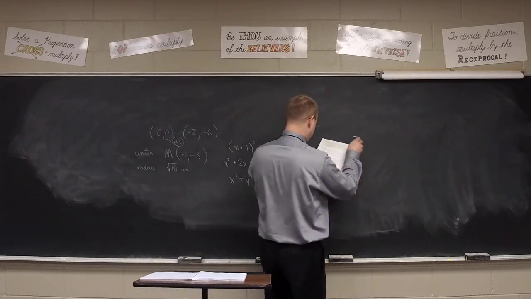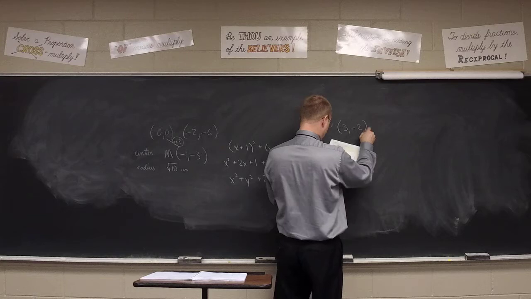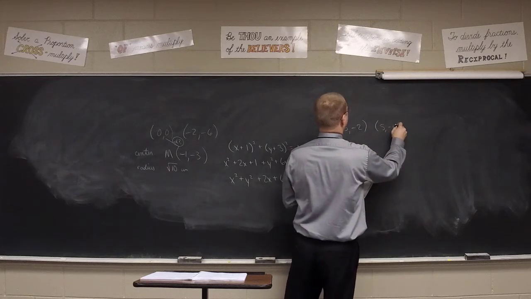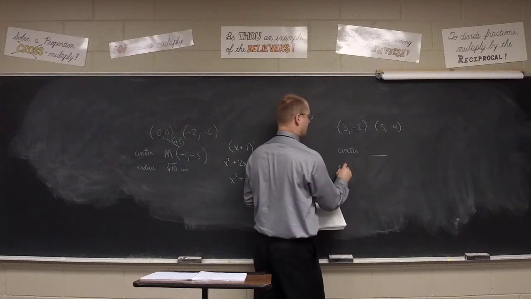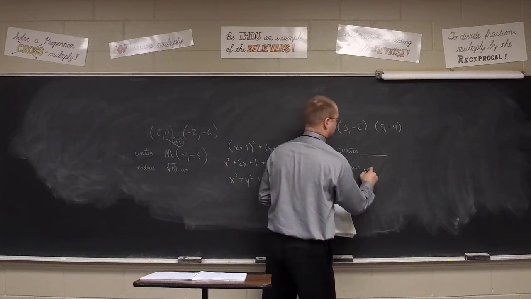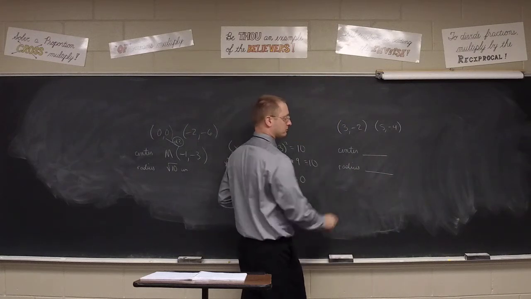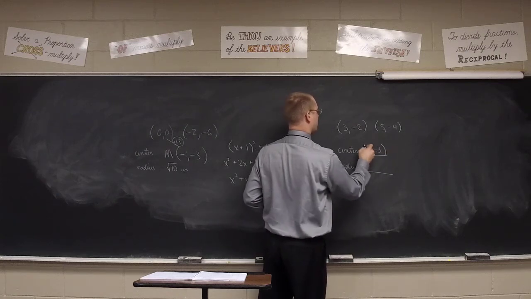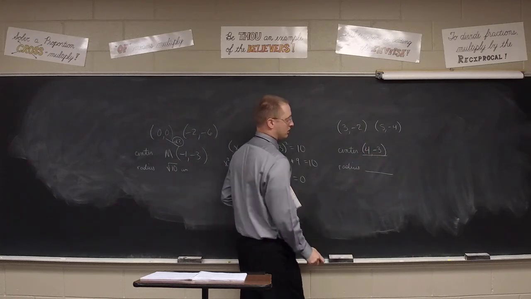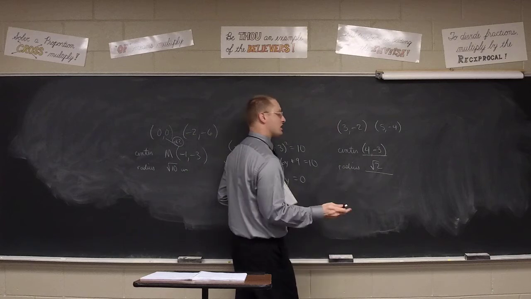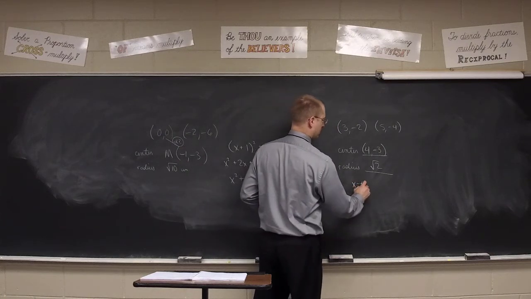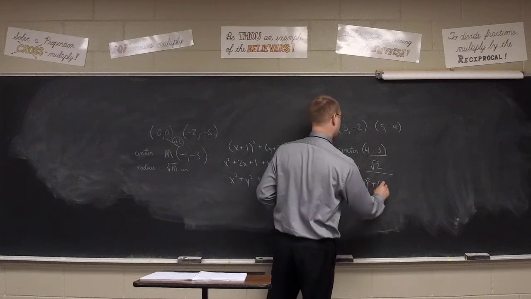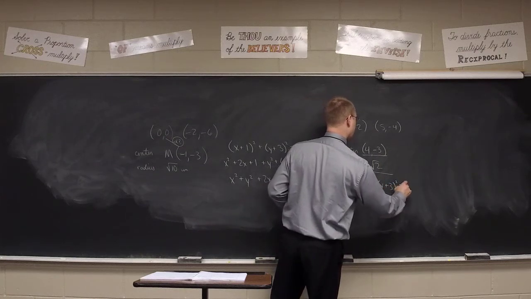12c, similar thing. This time, the two endpoints of the diameter are 3, -2, and 5, -4. What did you find for the center of your circle? And then what did you get for the radius of your circle? I got 4, -3 for the midpoint, and for the radius, I got square root 2. So in the center radius form, what is your equation? X minus 4 squared plus y plus 3 squared equals 2.